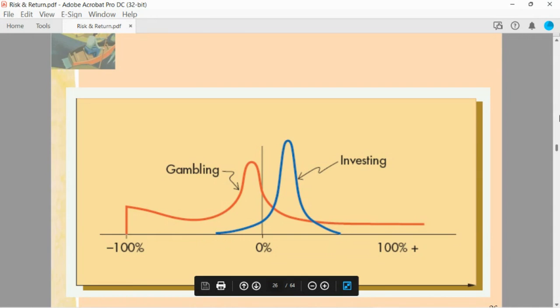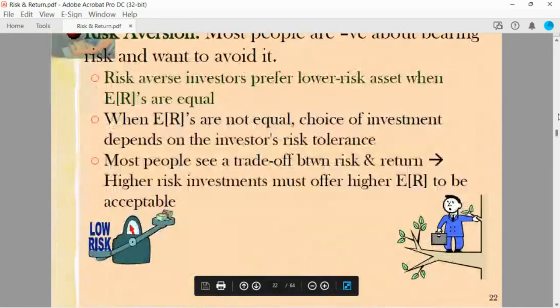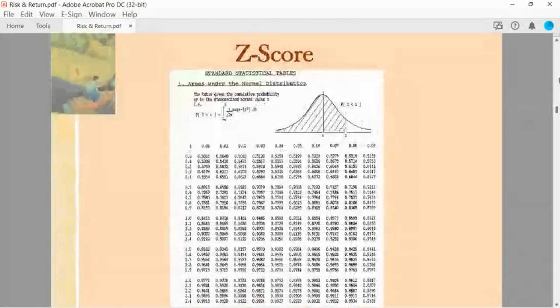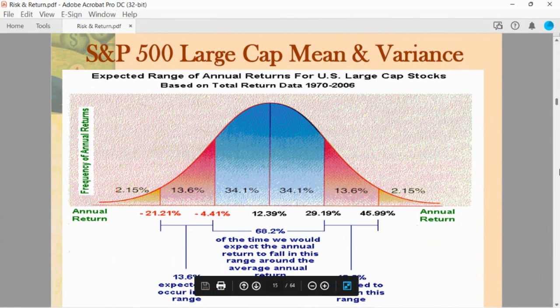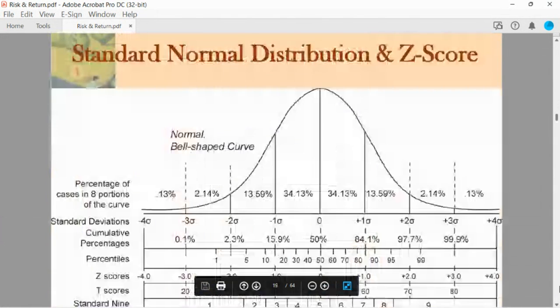Anything outside this 2% tail end, because it has 2% probability of happening, it's called an outlier. And to have like 1,000% return, that would be not even 0.001%. The probability of losing 100% would also be very low, but still, in gambling, you're more likely to end up losing 100%.